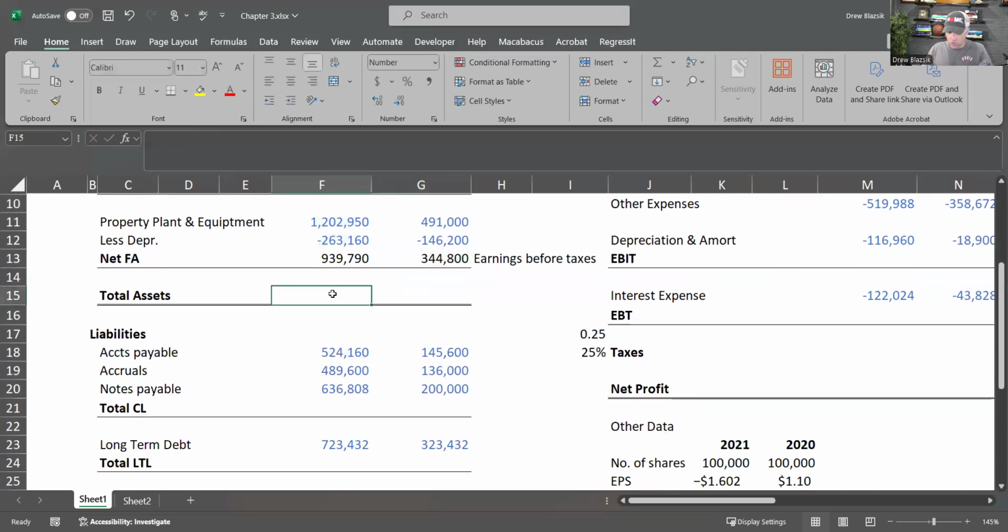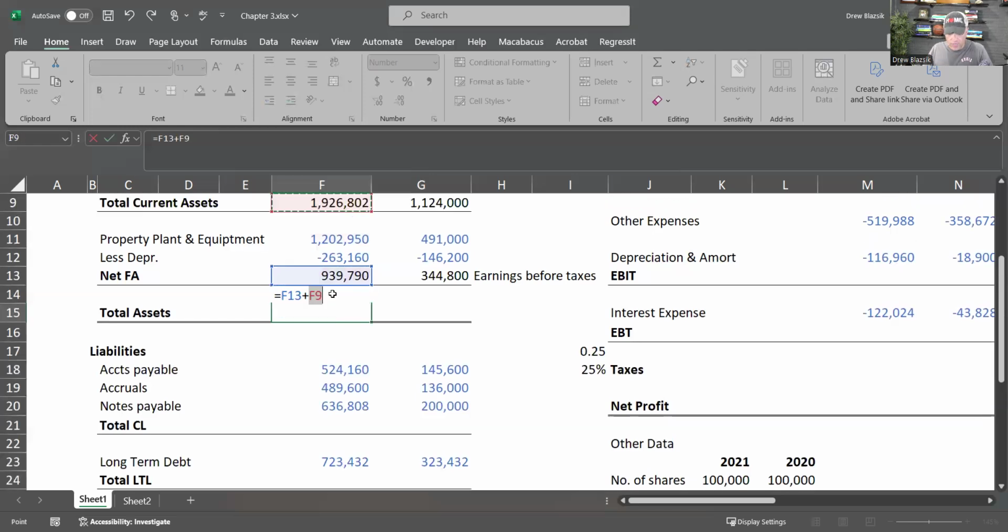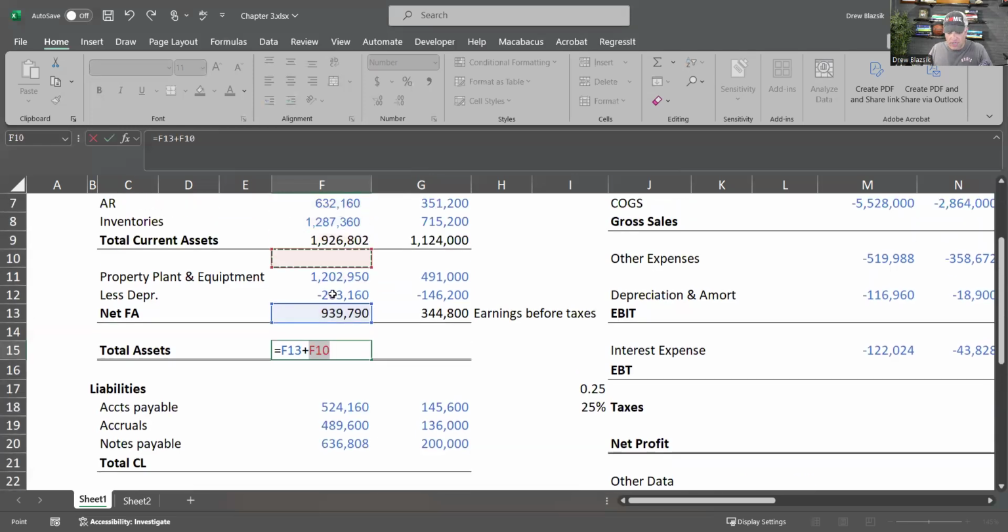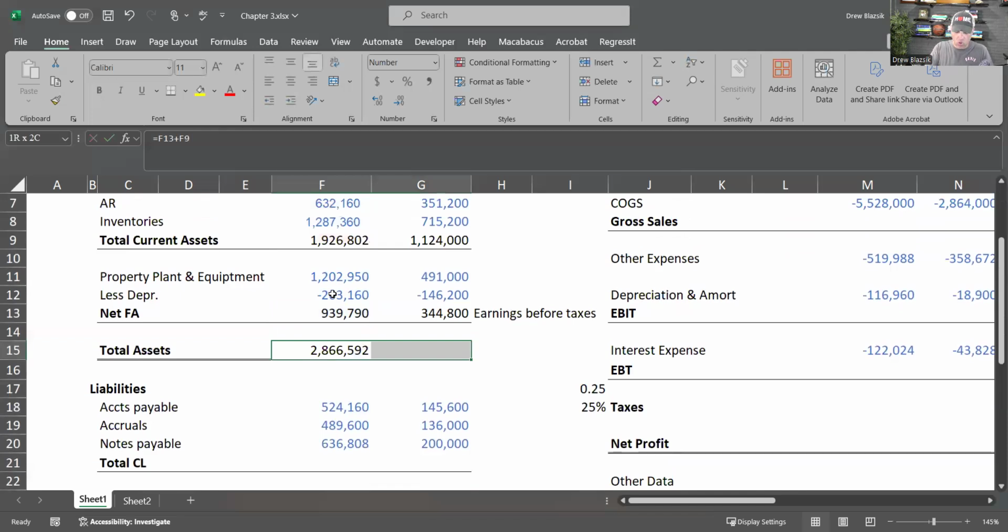Okay, next, we want to know our total assets. So I'm going to hit equals. I'm going to hit the up arrow to go to net fixed assets, hit plus, then I'm going to go all the way over to our current assets. I'm going to hit shift, the right key, control R.